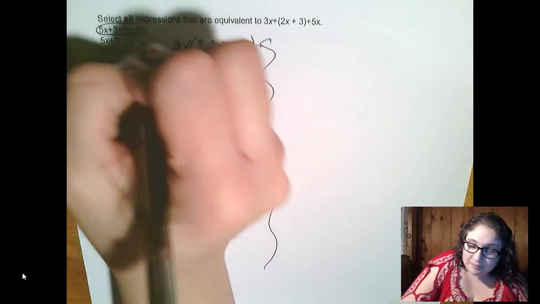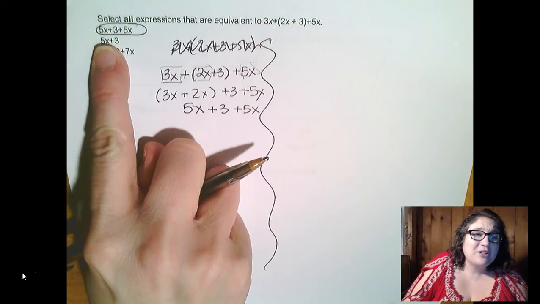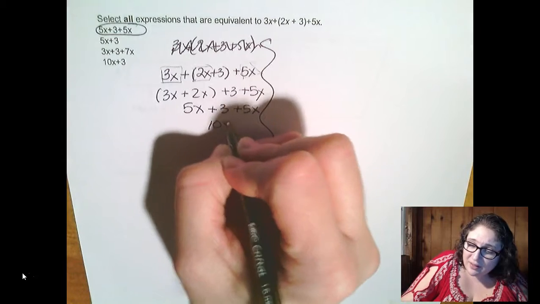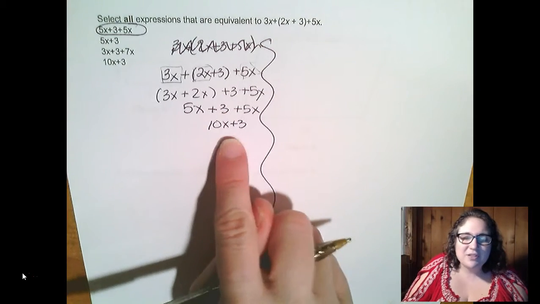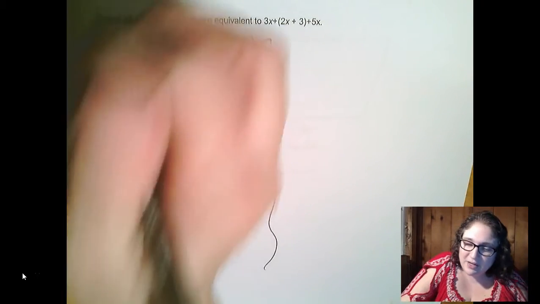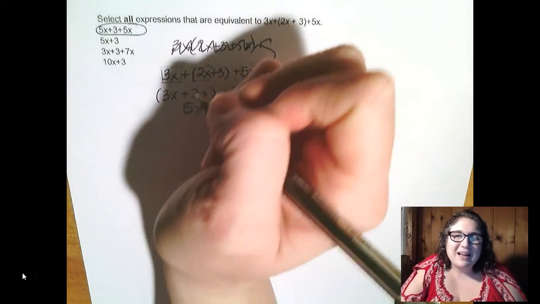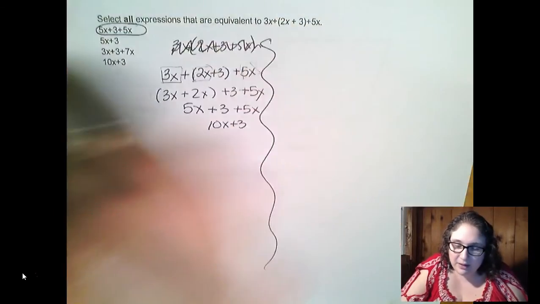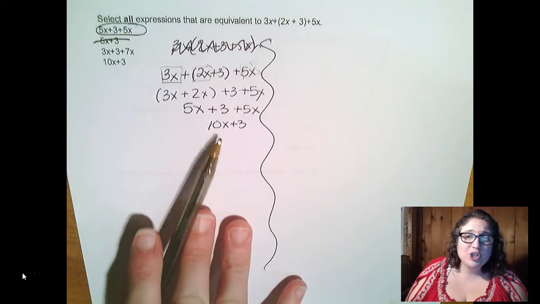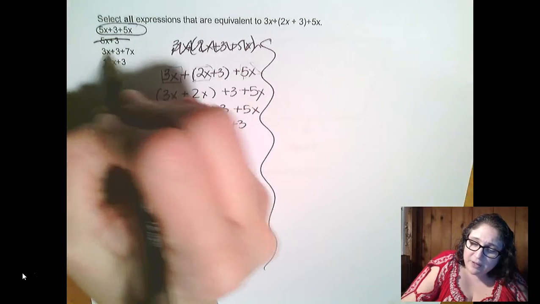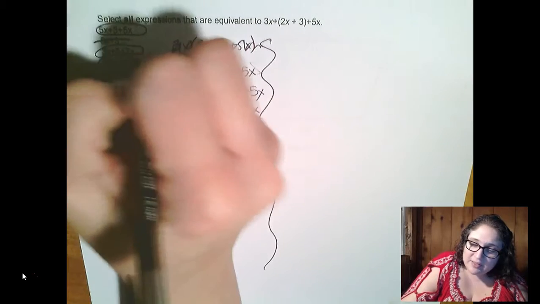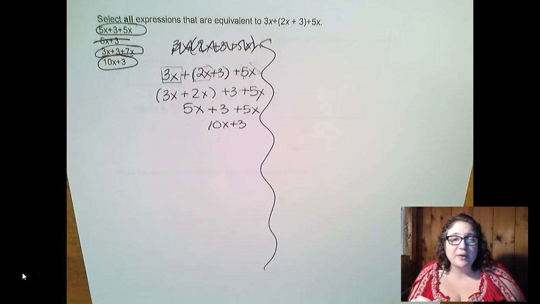So that's correct. Now look at this next equation. This next equation says 5x plus 3. Well, clearly, if I combine these next terms, I'm left with 10x plus 3. So 5x plus 3 is not the same as 10x plus 3. Well, technically, if x equals 0, it would be, but we're not going there. So I'll cross that one out. Let's look at this next one. Again, remember, we're shooting for 10x plus 3. Here we have 3x plus 7x is 10x, 10x plus 3, so that works, and then good old 10x plus 3. So those three are the correct answers.